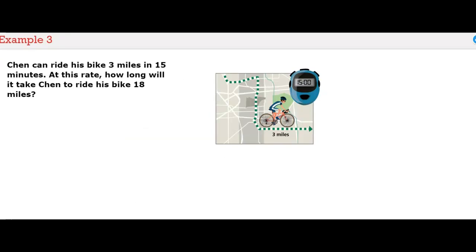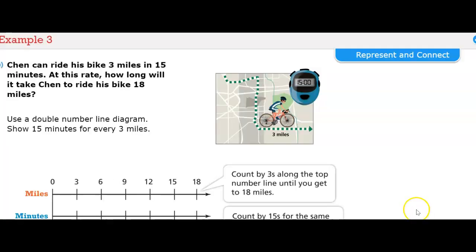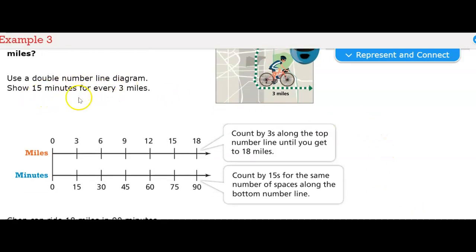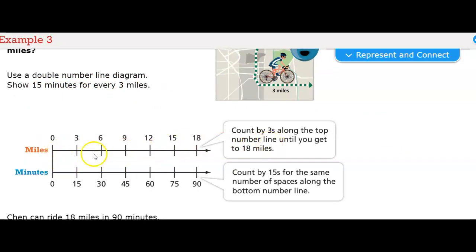Chen can ride his bike 3 miles in 15 minutes. At this rate, how long will it take Chen to ride his bike 18 miles? Use a double number line diagram. Here's the double number line. One represents miles, the other represents the minutes, and show 15 minutes for every 3 miles.